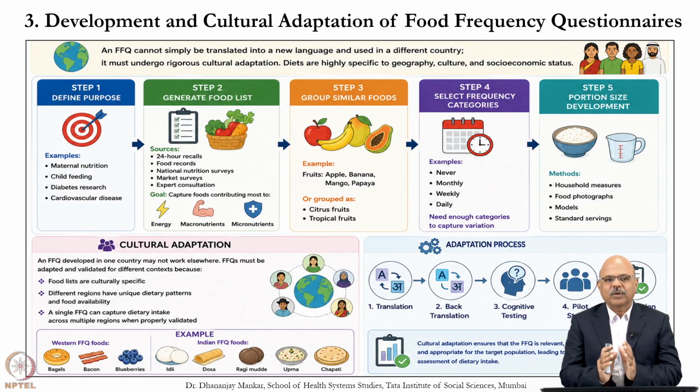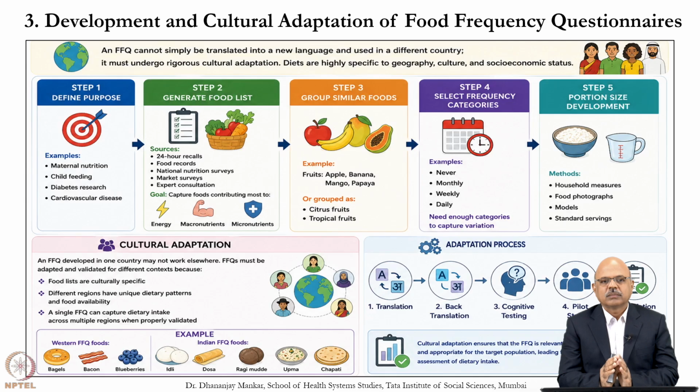Now we will try to understand the development and cultural adaptation of food frequency questionnaires. An FFQ cannot simply be translated into new languages when it is used in different countries. So it must undergo rigorous cultural adaptation. It cannot be a simple translation done by only changing the words and languages. No, it is not. The diets are highly specific to geography. The diets are very specific to the culture, socio-economic status, and even festivals and cultural gatherings.